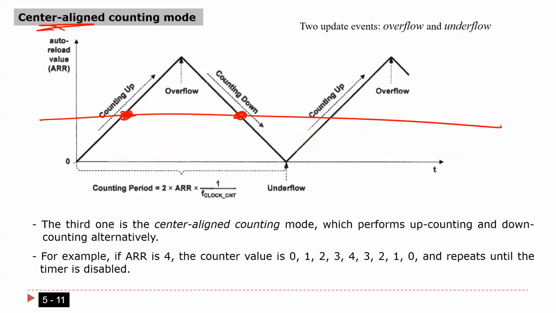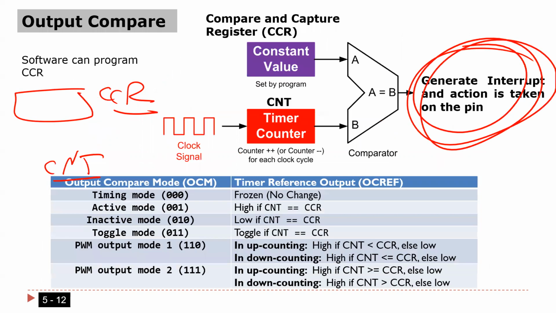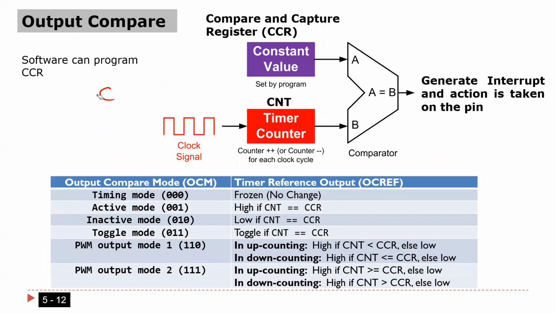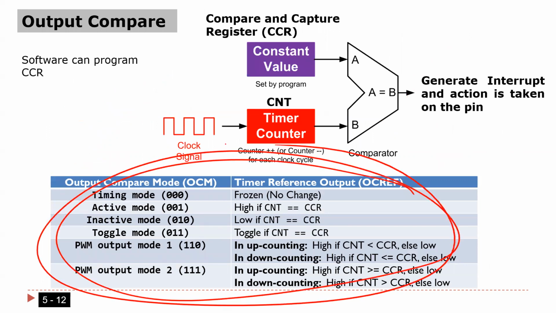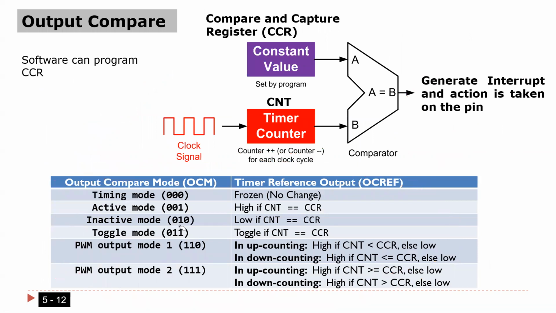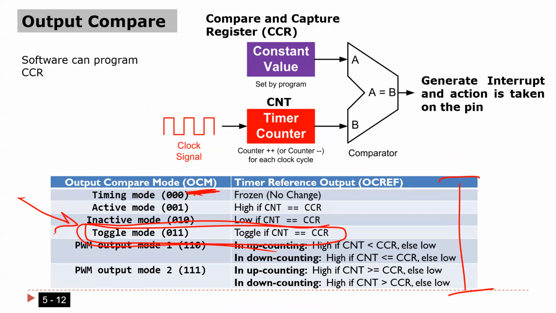What do you mean by action taken on the pin? This is something you can program. We have a table here. There are 3 bits that you can initialize, and there are several actions; you can decide what you want to do. For now, let's talk about the very simple case, toggle. Toggle means you are going to flip the bit.